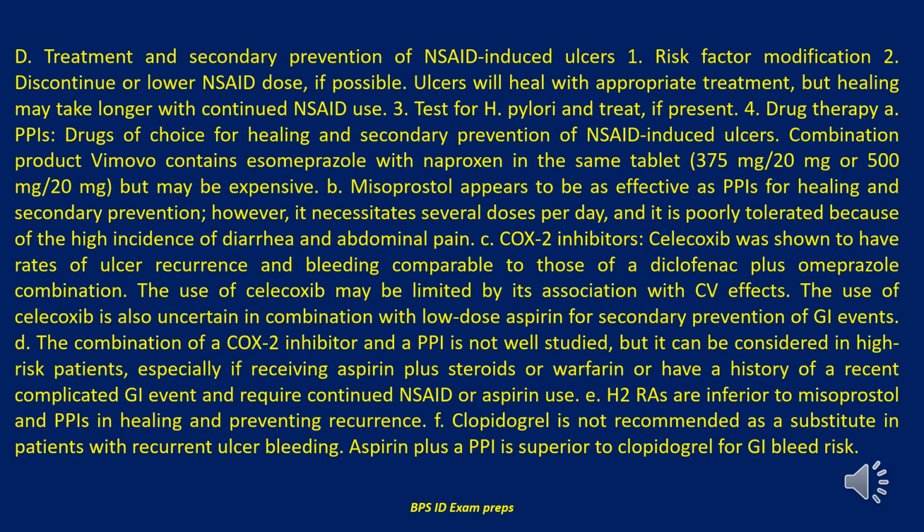E. H2RAs are inferior to misoprostol and PPIs in healing and preventing recurrence. Clopidogrel is not recommended as a substitute in patients with recurrent ulcer bleeding. Aspirin plus a PPI is superior to clopidogrel for GI bleed risk.